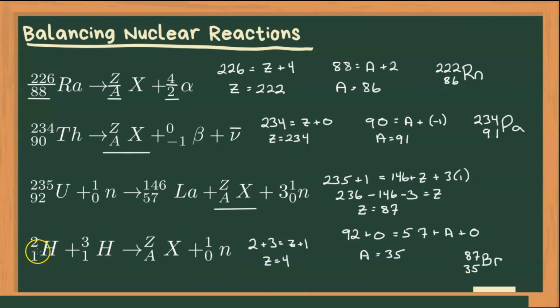And for conservation of charge, here we have 1 and 1. 1 plus 1 must equal A. So A is equal to 2. So our unknown element is 4 and 2. We know that as helium.